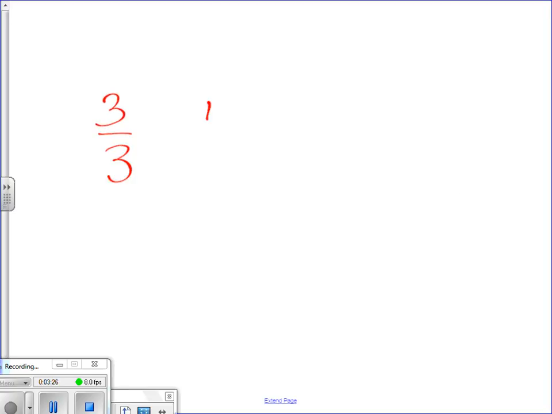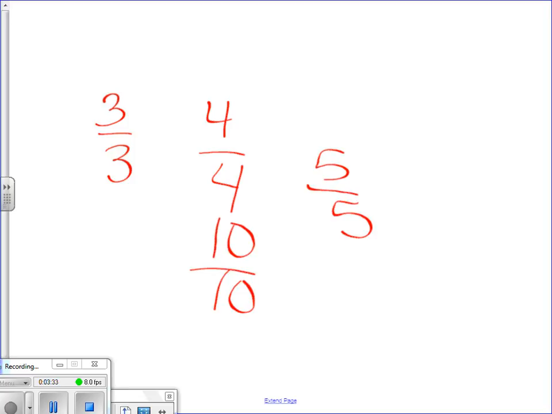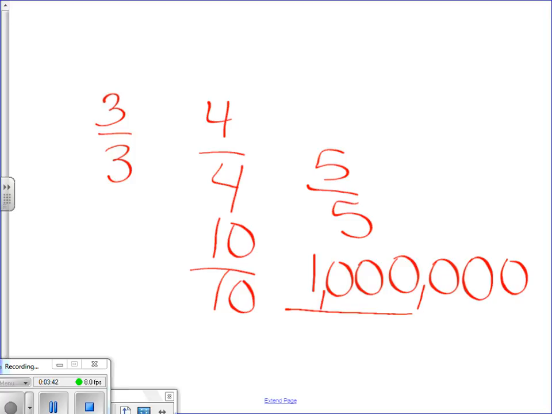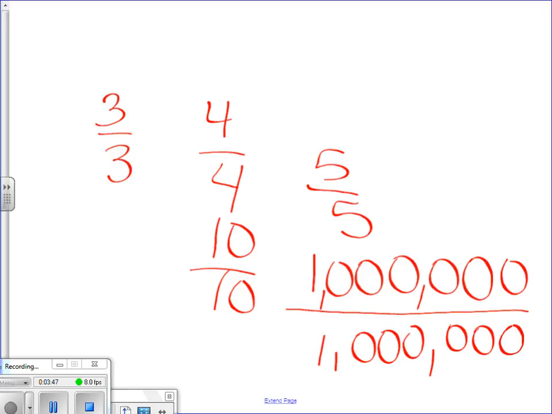So 3/3, 4/4, 5/5, 10/10. You know, some people think that just because the numbers get really big, it makes a difference. A million millions. What can you say about these? They are all equal to 1.